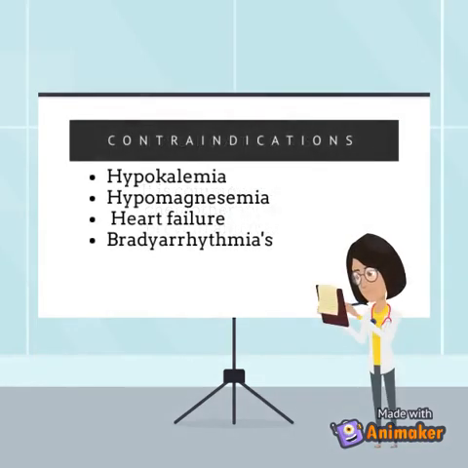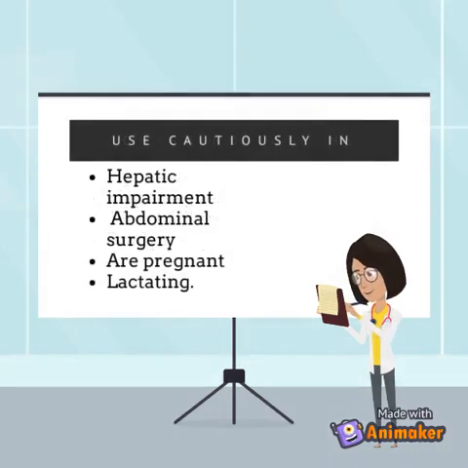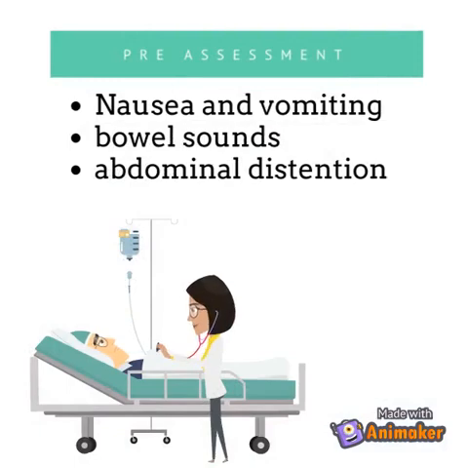Ondansetron is contraindicated with those who have hypokalemia, hypomagnesemia, heart failure, and bradyarrhythmias. This can further prolong the QT interval, resulting in the patient feeling faint or having seizures. Use cautiously with people who have hepatic impairment, abdominal surgery, or are pregnant or lactating because it can cross the placenta and enter breast milk.